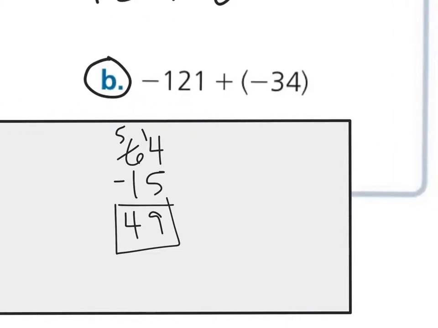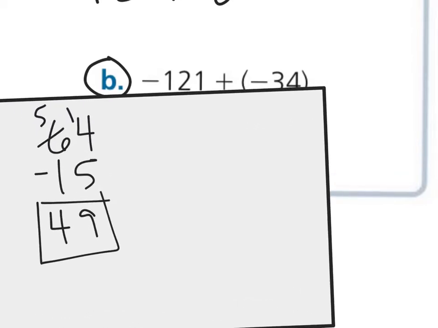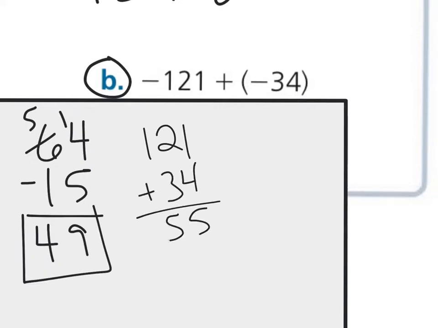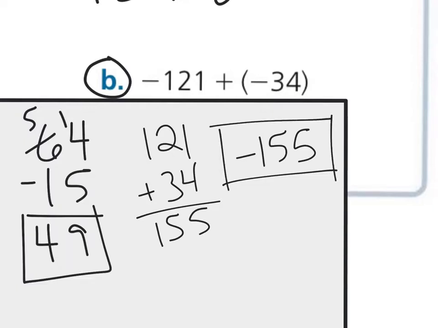We go to part B, and we've got another problem here. Negative 121 plus negative 34. This time our numbers are on the same team. They're on the negative team. So we are going to be adding these together. They're working together, so we add them together. And since they're both negative, this is a bunch of negatives. Kind of like if we borrowed $121 and then borrowed another $34, we would owe $155 altogether.